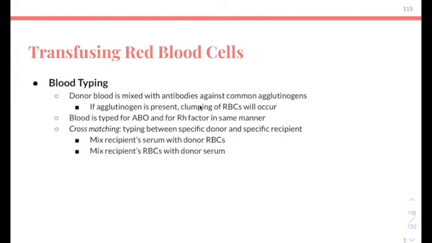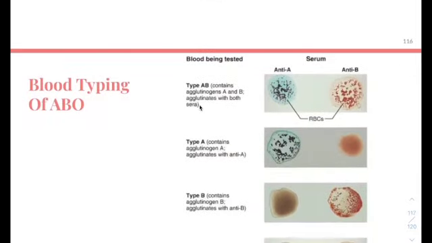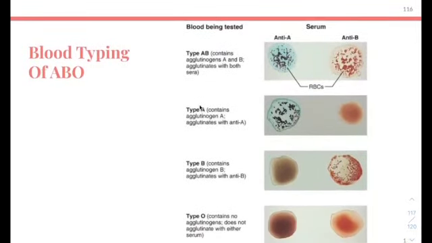So cross-matching and typing between specific donors with specific recipients. They'll mix the recipient's serum with the donor's red blood cells. This is kind of how they cross-match to make sure that blood's not going to react before they put it in their system. They also mix the recipient's red blood cells with the donor's serum. So they take red blood cells from the donor, put them in the serum of the recipient, and take red blood cells of the recipient and put them in the donor's serum and check for reactions. And this is what we had in our lab book on Tuesday and what we looked at on Tuesday.